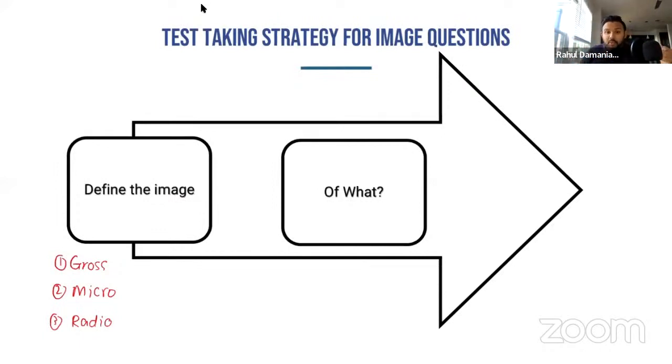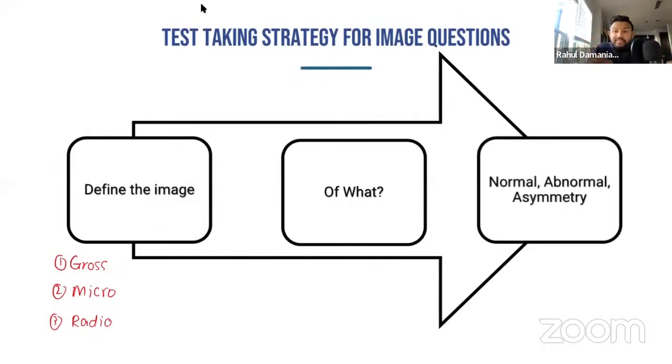And then finally, what you want to do is look for things that you know are normal, look for things that look a little bit abnormal to you, or when in doubt, make sure you look for asymmetry of the image. So if you cut the image in half and you see, ooh, this side of the radiograph is a little bit different than this side, well, there you have your abnormal area. So define the image, define what it is of, and then normal, abnormal, asymmetry.